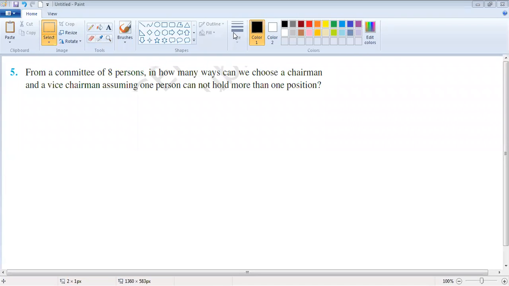See the next question. From a committee of 8 persons, in how many ways can we choose a chairman and a vice chairman, assuming one person cannot hold more than one position? That means one person cannot be chairman and vice chairman at the same time. So how many ways are there?